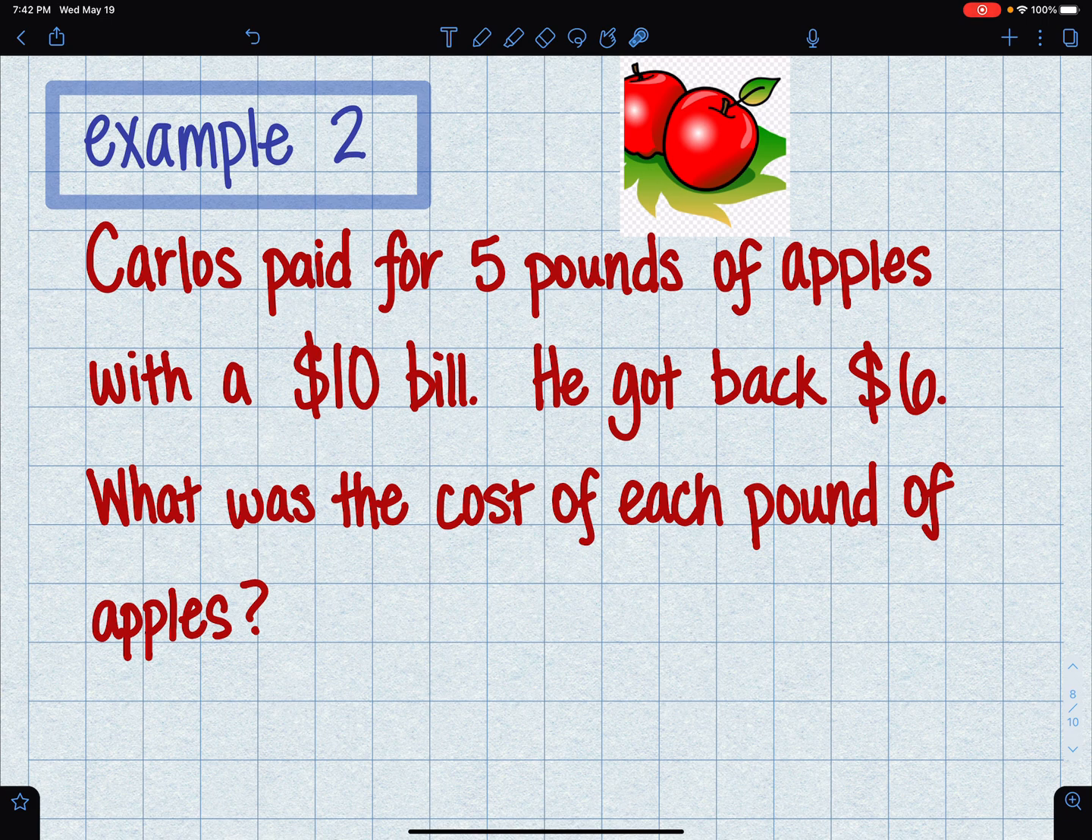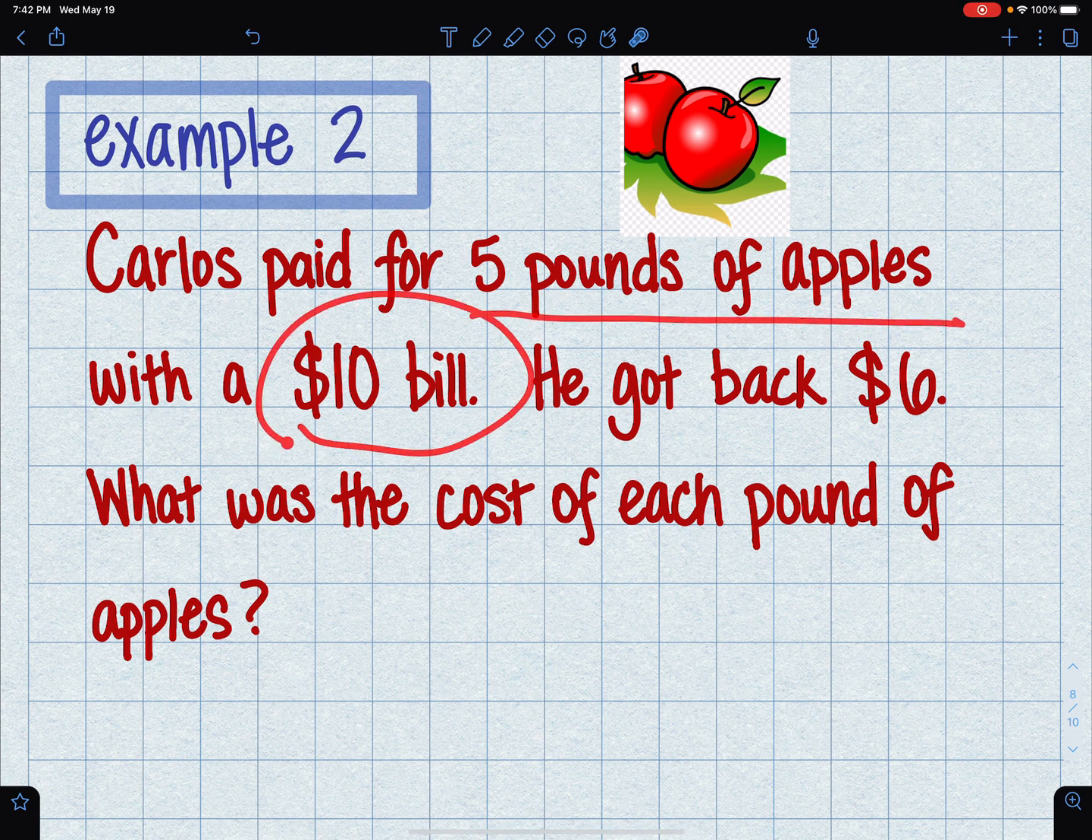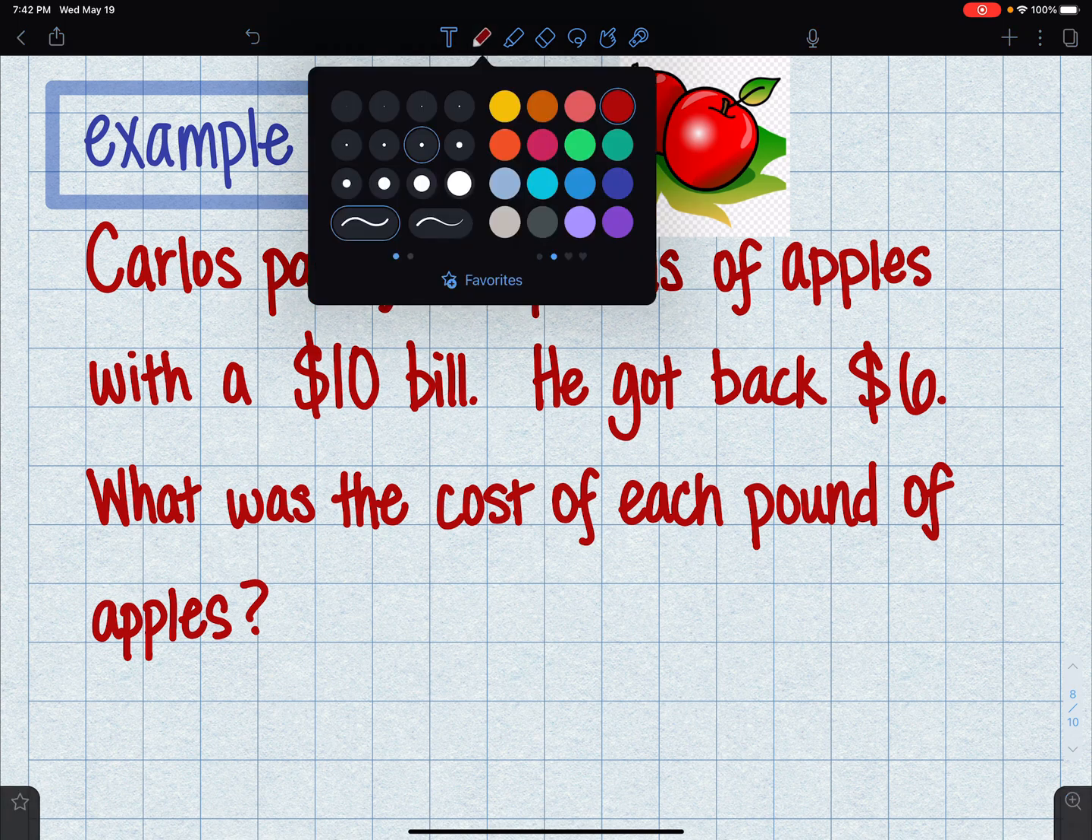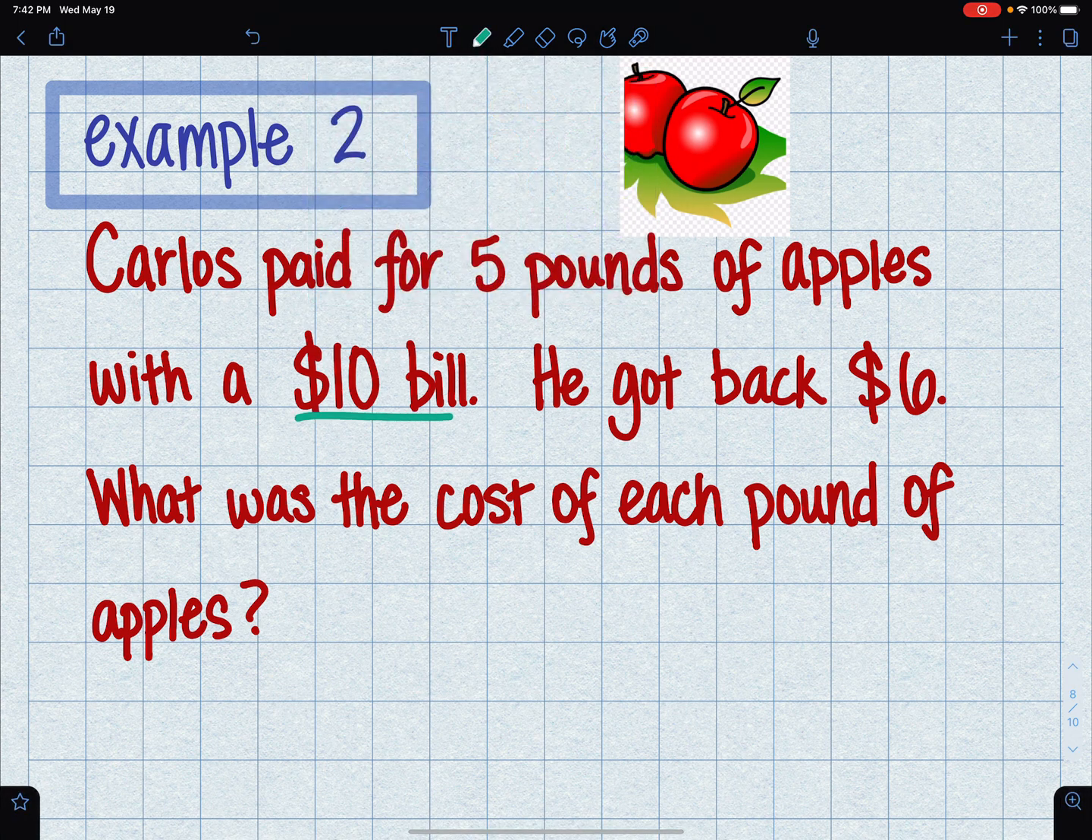Example 2 says, Carlos paid for 5 pounds of apples with a $10 bill. He got back $6, so that was his change. What was the cost of each pound of apples? Ooh, that's a tricky one. Let's first figure out how much all of the 5 pounds of apples cost. Because we know, what do we know? We know that he paid with a $10 bill and he got back $6. So how much did he have to spend?